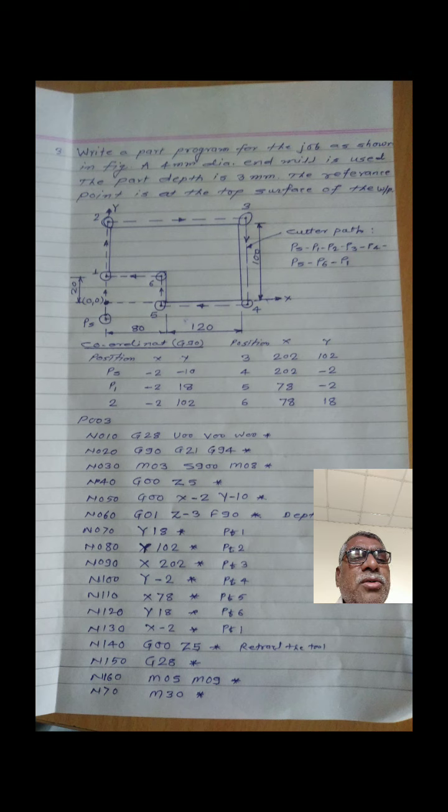Then in the next block you have to start the machine. N030, M03, start the spindle in clockwise direction at 900 rpm. Yes, 900 spindle rpm. M08, coolant start, end of the block. Is it clear? After starting the spindle, you have to locate the tool position. Means you have to move the tool from the machine reference point to the starting point, that is PS.